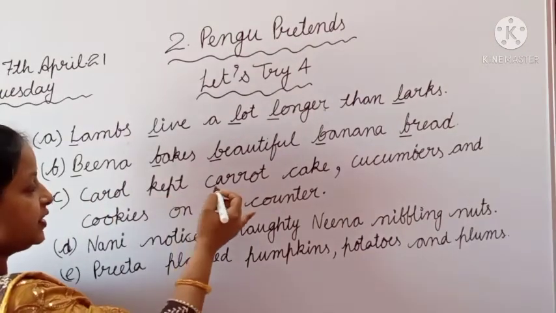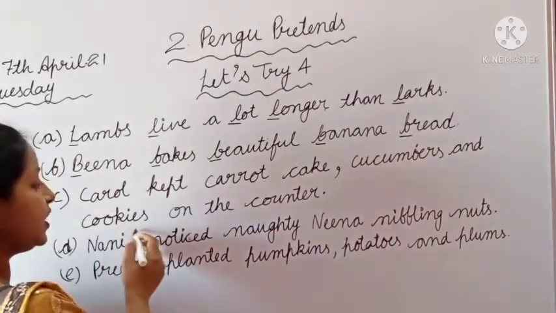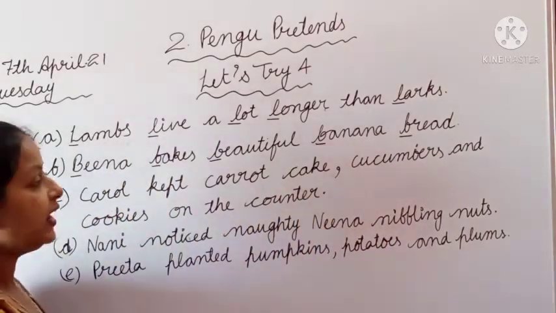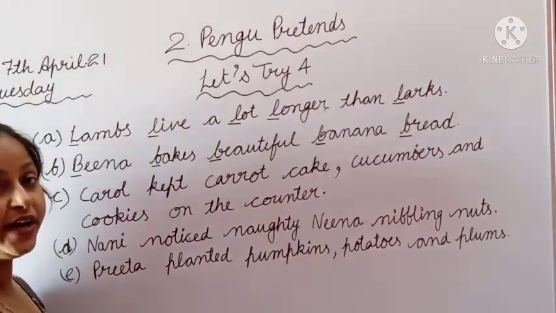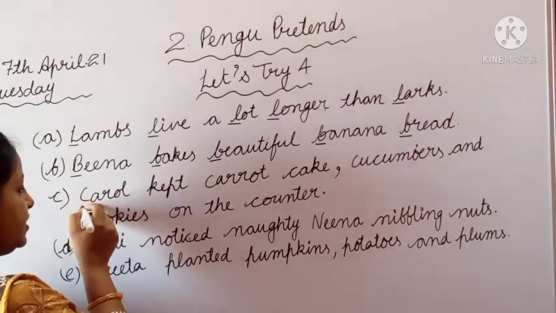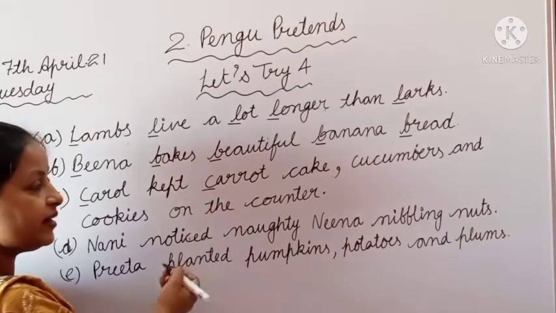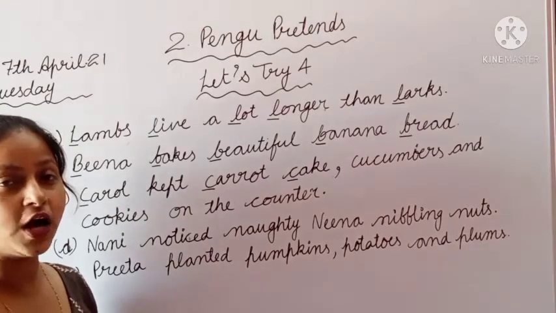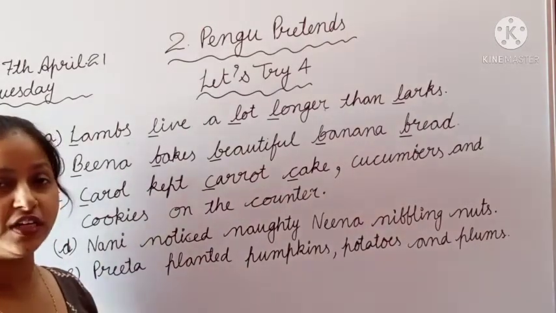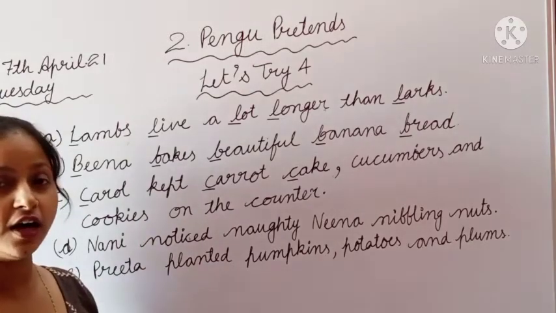Carol kept carrot, cake, cucumbers, and cookies on the counter. In this, we have to find out same letters. We have to find out identical letters. The first one is C. Carol. C. Carrot. C. Cake. Do you know the sound of C? Yes, students. How many students know about the sound of C? Yes, students. The sound of C is K. The sound of C is K.